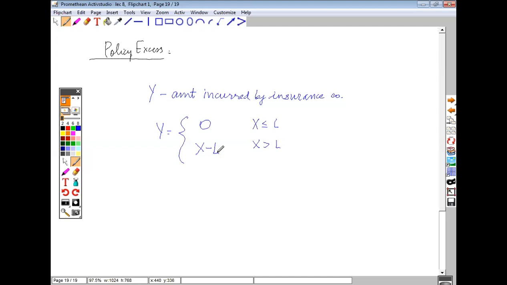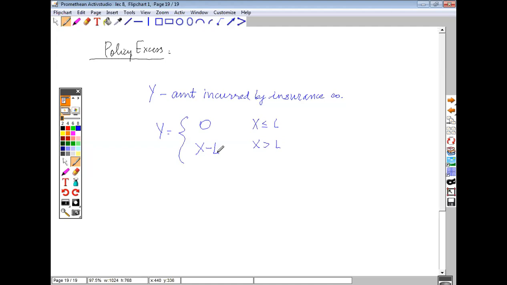Can you please repeat what L stands for? It is just a limit, like the retention limit. If my claim amount is less than or equal to L, then the claim amount won't be incurred by the insurance company. The customer can only approach the insurance company if the claim amount exceeds a particular limit, which is L.